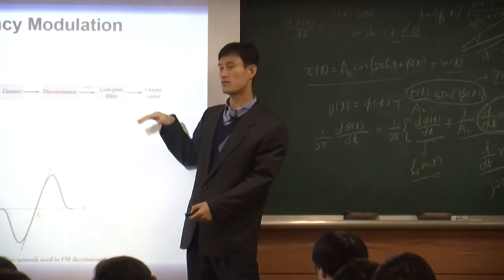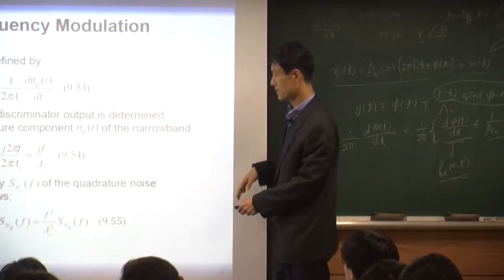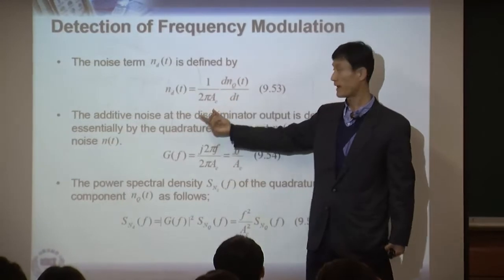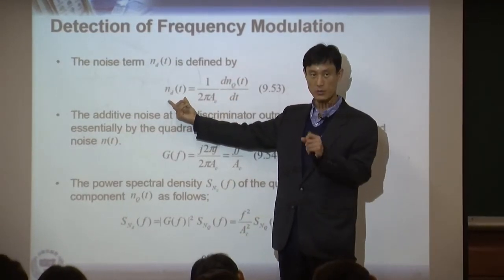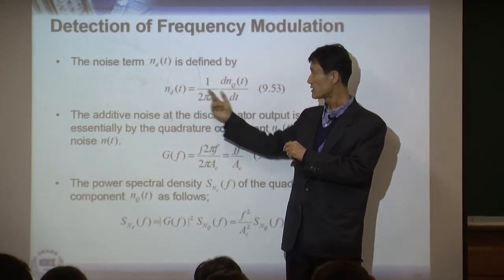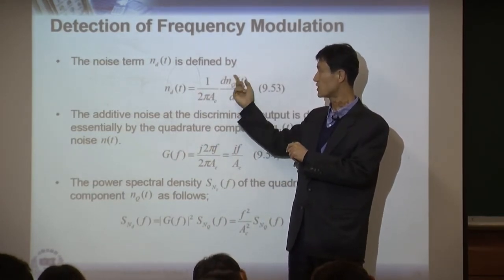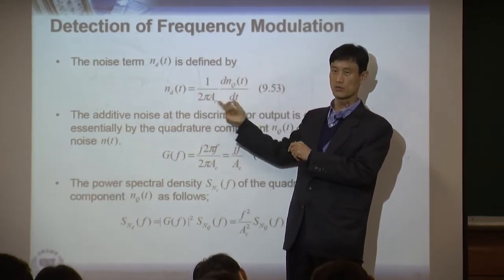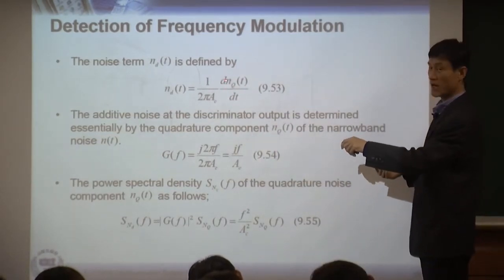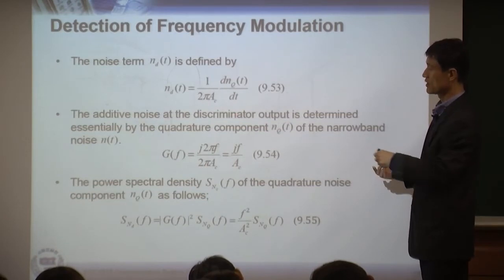So we're going to look at this in the frequency domain here. This is what we want to find out, n_d(t). That's what we want to investigate a little more carefully. It is actually the time derivative of n_Q, right? But since this is a time derivative, we want to look at it in the frequency domain.